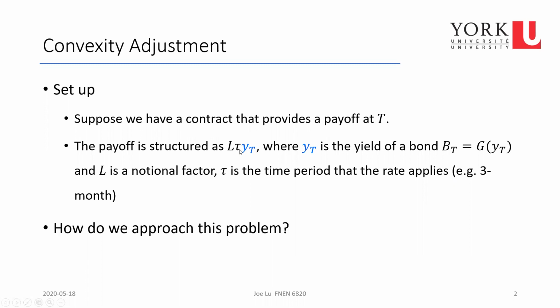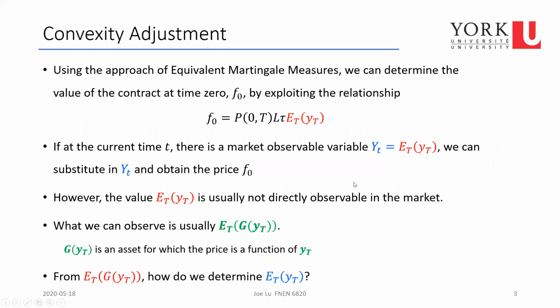So if we're looking at a 3 month time period, then this annualized yield times this time period will give you the actual effective yield that you can use to multiply the notional. So here, this Y_T typically is the yield of a bond, let's say. So your payoff is related to yields. Now, how are you going to approach this kind of problem?